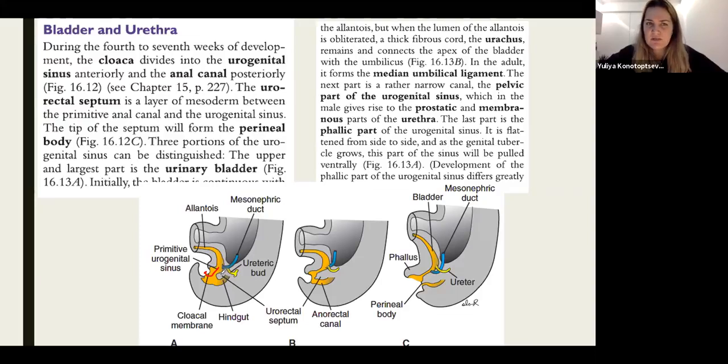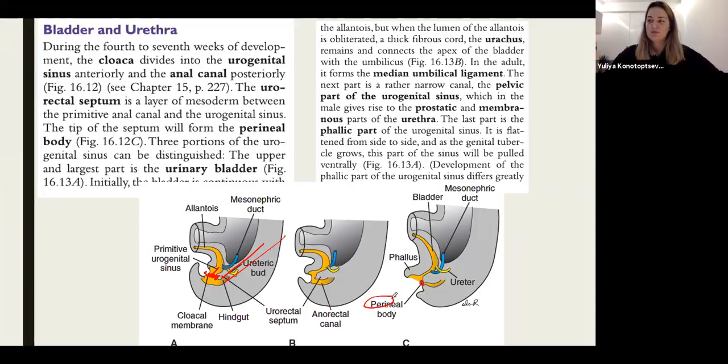Urorectal septum is visceral mesoderm, and it is located between urogenital sinus and hindgut, right? So here they would have been hindgut. This urorectal septum keeps on proliferating forward. It wants to go out all the way to the proctodeum until the tip of the urorectal septum is located outside. The tip of the urorectal septum is called perineal body.